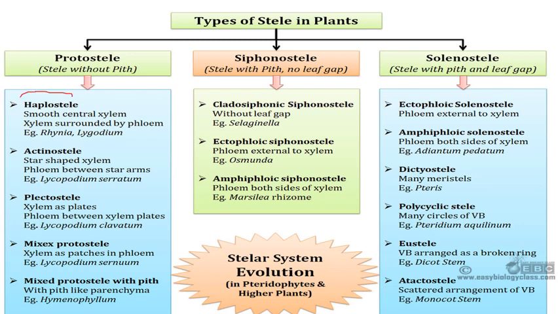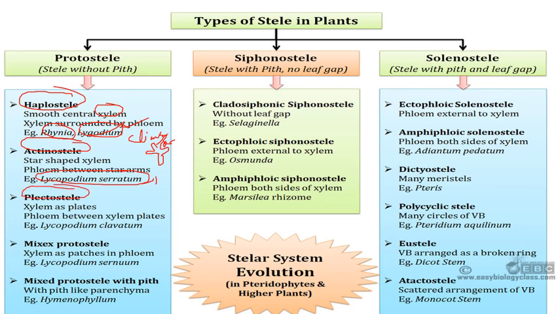So firstly we have the different types of protostele. The simpler one is haplostele. It means it consists of central xylem surrounded by phloem. This is found in Rhynia and Lygodium. Lygodium is commonly known as climbing fern. The next comes actinostele. In actinostele, the shape of xylem is star shape, and between the arms there is phloem. This is found in Lycopodium serratum.